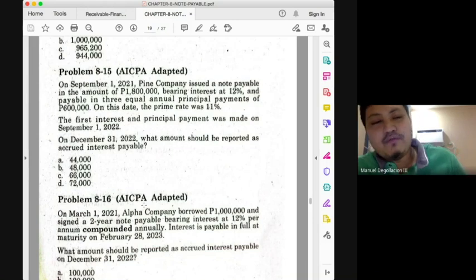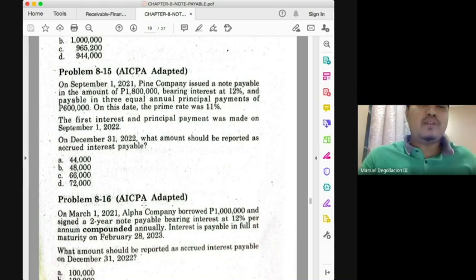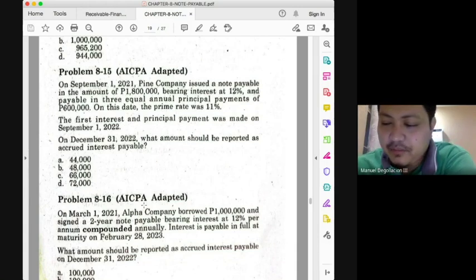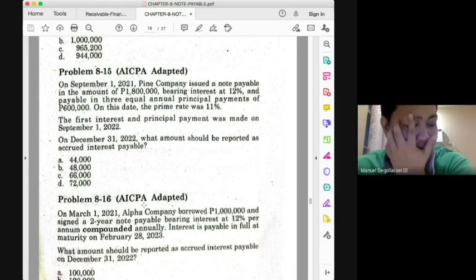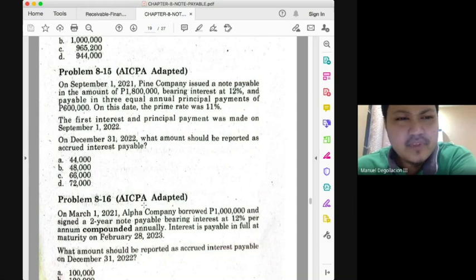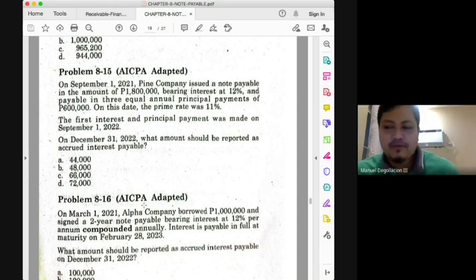The 144 here is the amount of interest that will be earned from September 1, 2022 to September 1, 2023. But what we are looking for is only for September 1, 2022 to December 31, 2022. And again, that is good for 4 months. So you multiply your 144 by 4 over 12, and you would get 48,000. And that will be your answer. Okay, it's not 72, it would be 48,000.